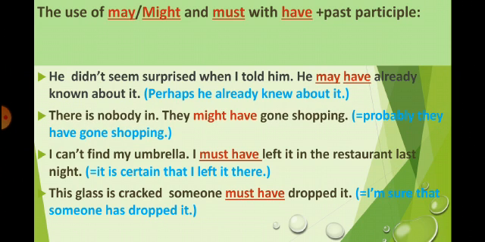Now, see how this creates the perfect tense. The main verb following have is in the past participle form. So, when talking about the present or the future, must is followed by the bare infinitive form. But when talking about the past, must is followed by have and the past participle verb form.